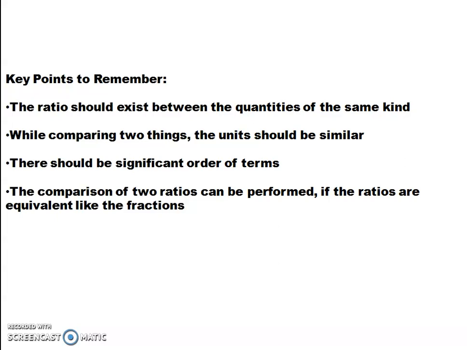So what are the 4 points? The ratio should exist between the quantities of the same kind. While comparing two things, the units should be similar. There should be significant order of terms. The comparison of two ratios can be performed if the ratios are equivalent like the fractions. Let's see some examples.